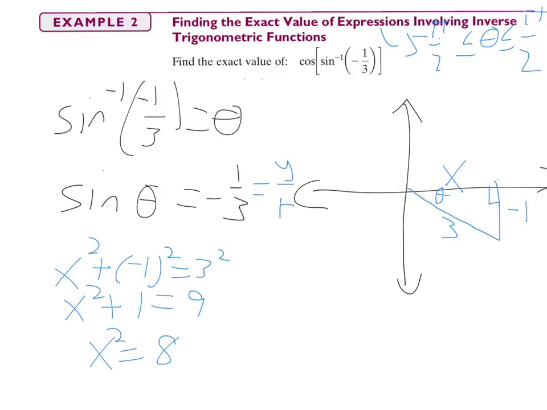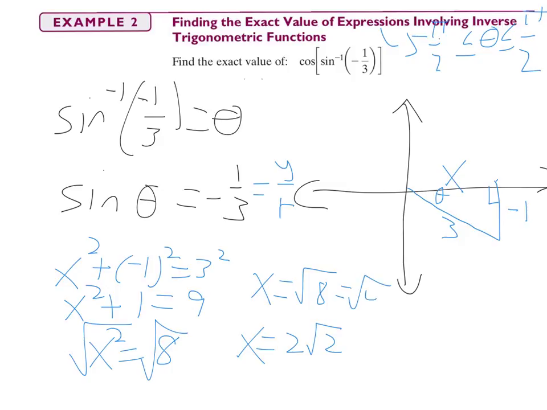And since the x values are positive on the right hand side of the graph, when we take the square root, we're looking for the positive square root, so x is equal to 2 times the square root of 2. Remember, we get x is equal to the square root of 8, and 8 factors down to 4 times 2. So our x value is just 2 times the square root of 2.